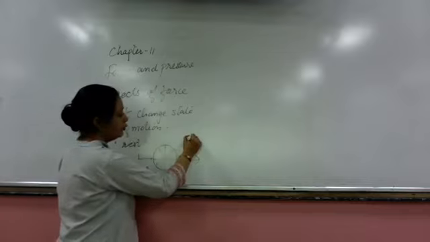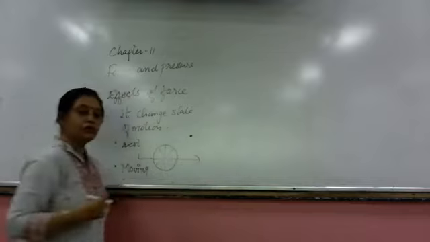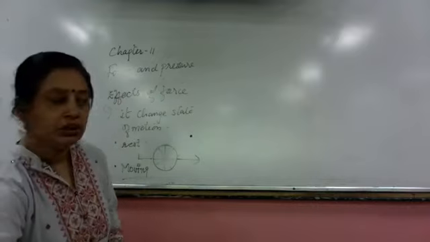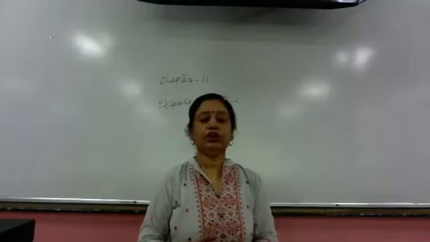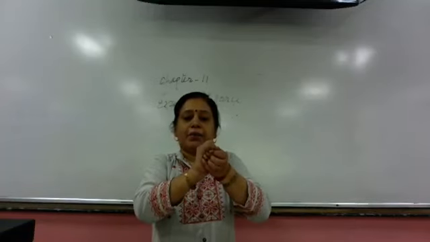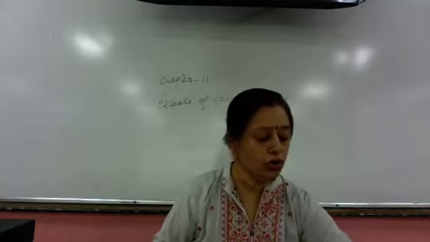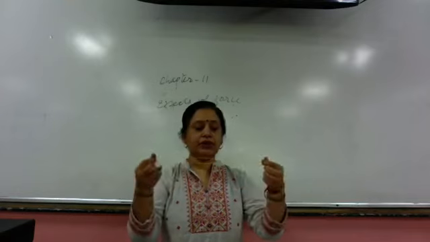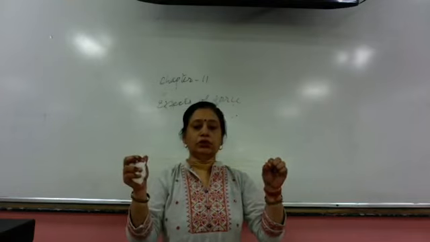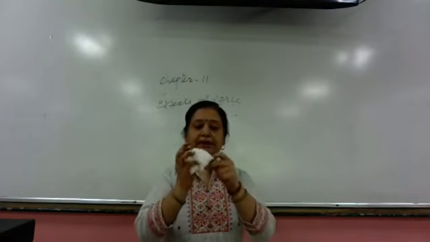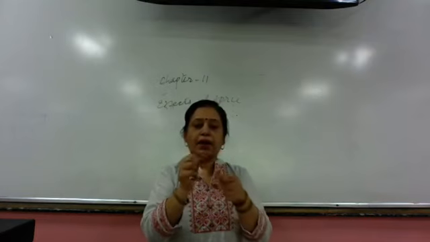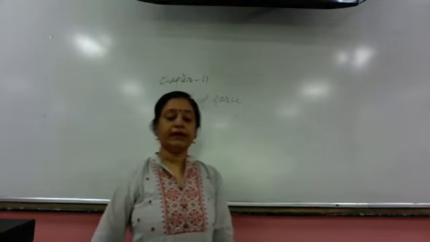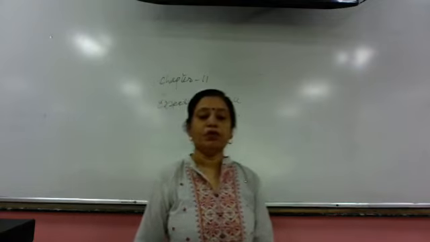Next, if anything is moving, the direction of the object can also be changed. Force can also change the shape of an object by compressing. See these examples. Stretching a rubber band by applying force in both directions. Compressing cotton, which is soft, by applying force. We can change the shape of the object. So these are the examples in which we can see the effect of force.